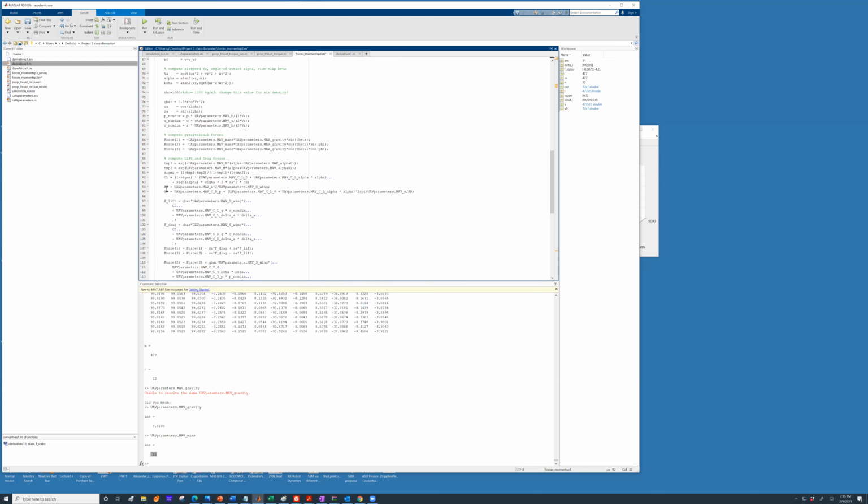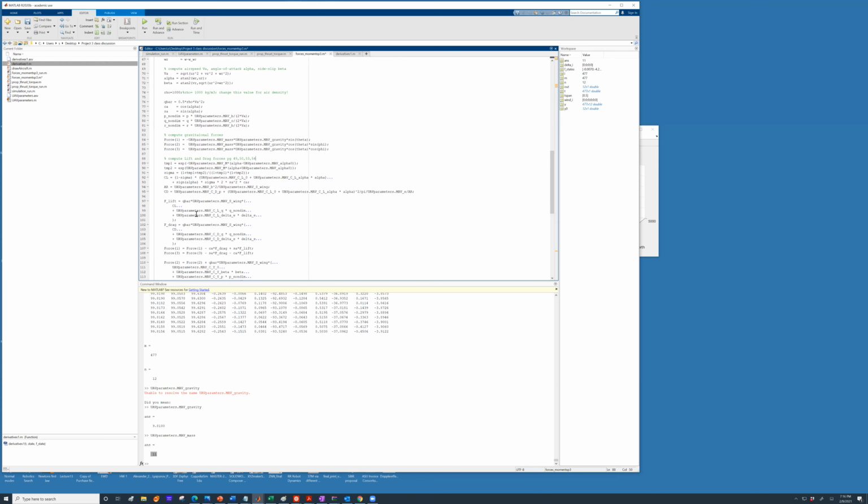These equations come from textbook pages 49 and 50. For the prop, these equations come from pages 53 and 54. And these equations make use of all the parameters that are in Appendix E.